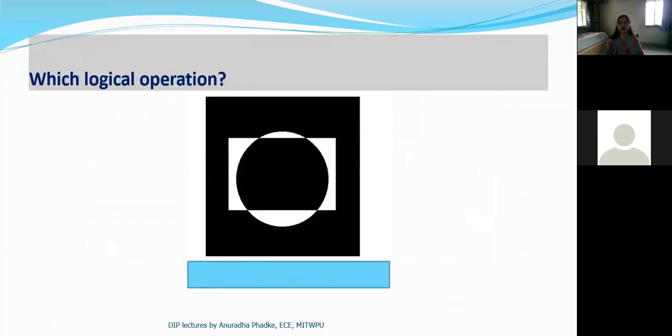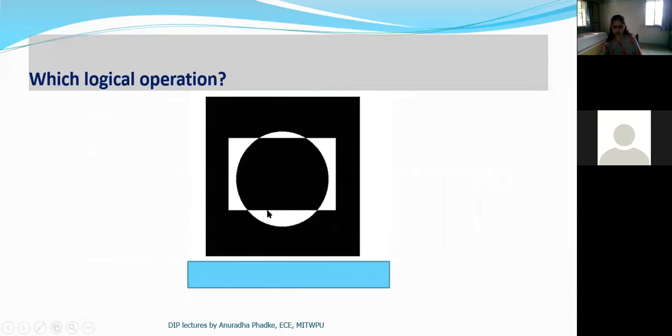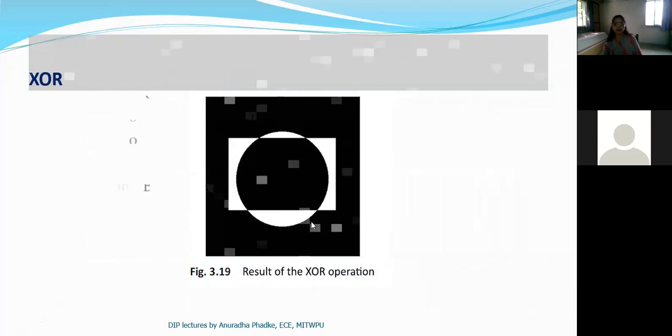Yes, Sharon, these logical operations are bitwise operations, and for these images, we have assumed that these are binary images. So wherever the binary value is 1, it looks white in the image, and wherever the binary pixel value is 0, it appears black in the given image. So the black portion is equivalent to 0 value, and the white portion is equivalent to 1 value. Okay, so this is the result of the XOR operation.